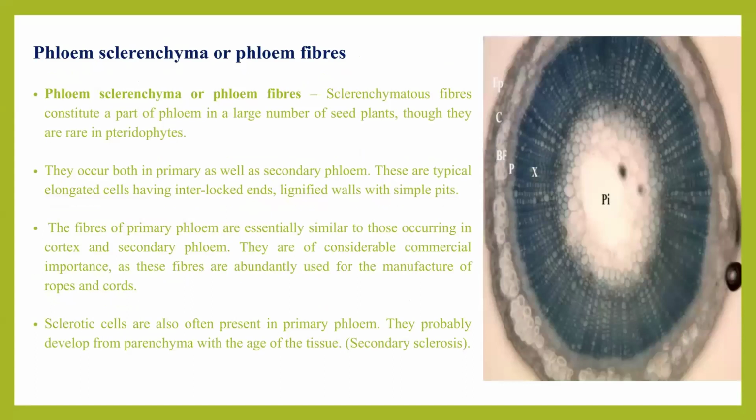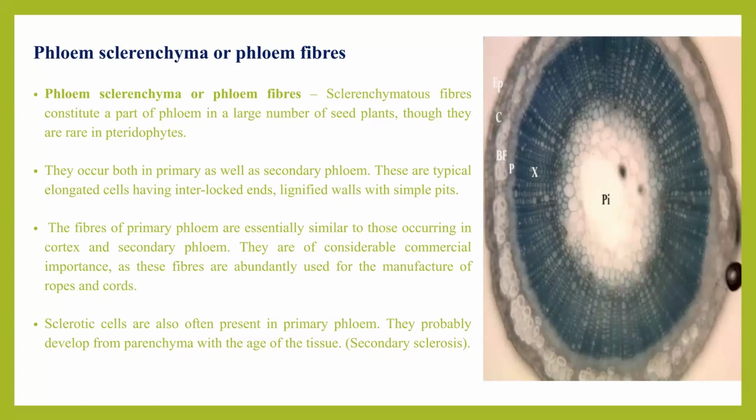The next one is the phloem sclerenchyma, or phloem fibers. Among these phloem elements, that is sieve elements, companion cells, phloem parenchyma and phloem fibers, only the phloem fibers are dead cells, and the remaining are all living cells. Another name for phloem fibers is phloem sclerenchyma, because these fibers are made up of sclerenchyma, hence the name.